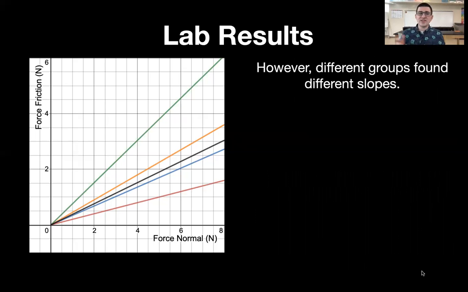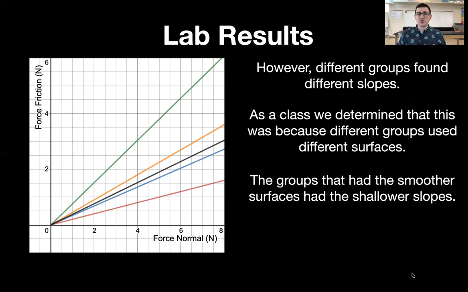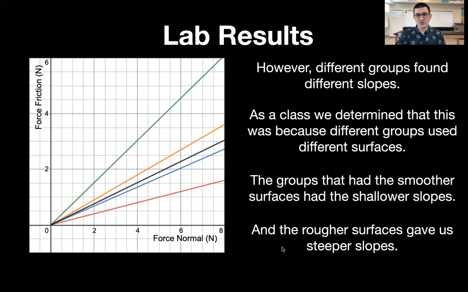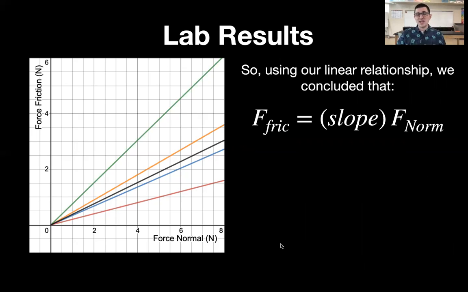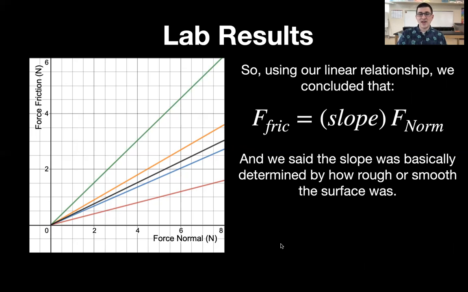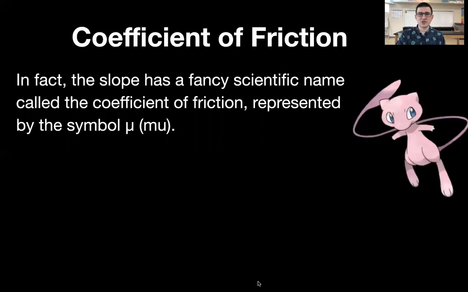We also found that the different groups had different slopes. As we determined as a class, these different slopes were because different groups used different surfaces. The groups that had the smoother surfaces, like the red team, had a shallow slope. And the groups that had the rougher surfaces, like the green team, had a very steep slope. So using our linear relationship, we concluded that force friction equals the slope times force normal. And we said the slope basically determined how rough or smooth the surface was, with the rougher surfaces having the steeper slope and the smoother surfaces having a more shallow slope.